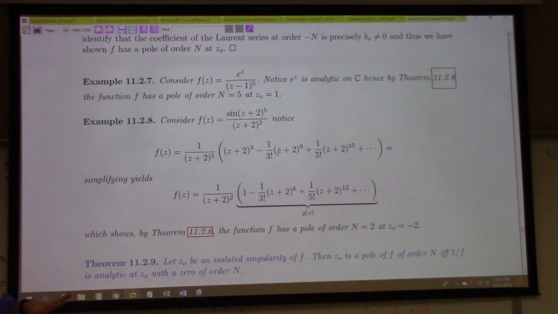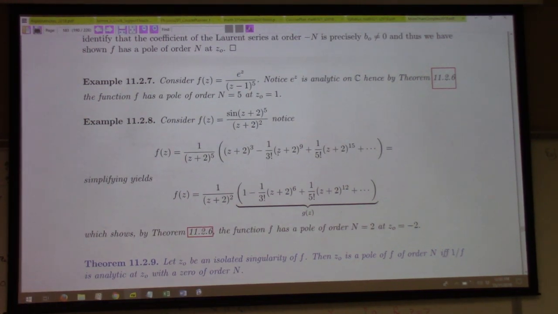Now, admittedly, finding the Laurent decomposition is not a big deal. All you've got to do is take the z and replace it with (z minus 1) plus 1, and then expand e to the (z minus 1) as a power series, right? But we didn't have to do any of that, and I can already tell you the order. 1 is an isolated singularity, and it's a pole of order 5.